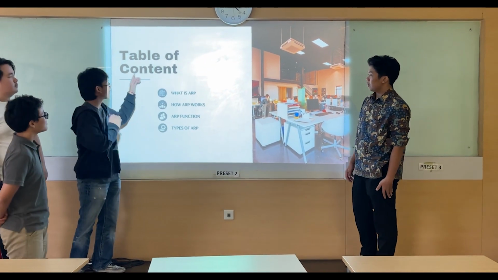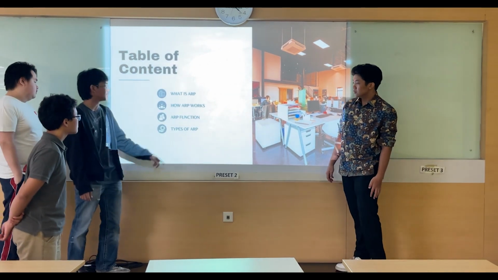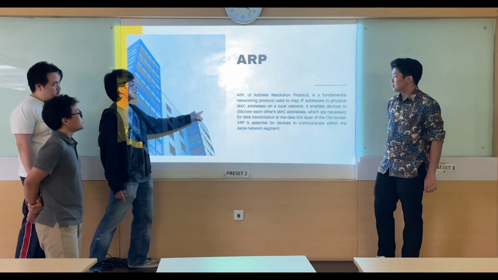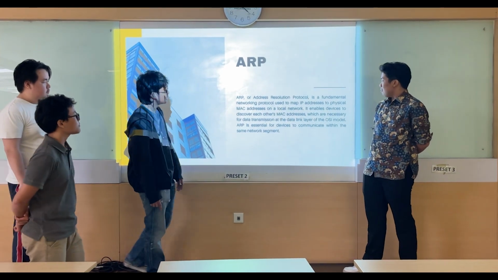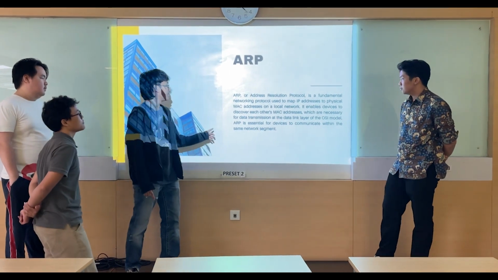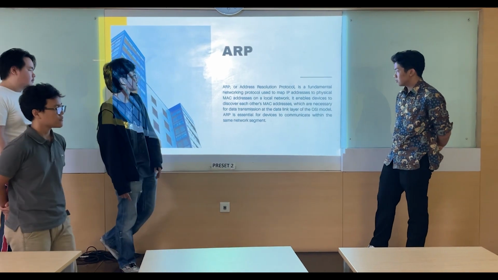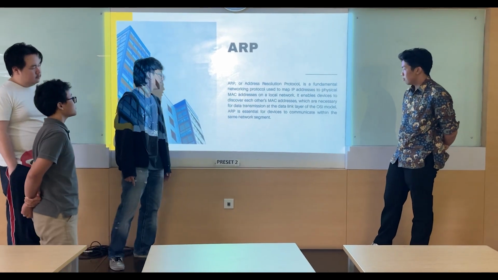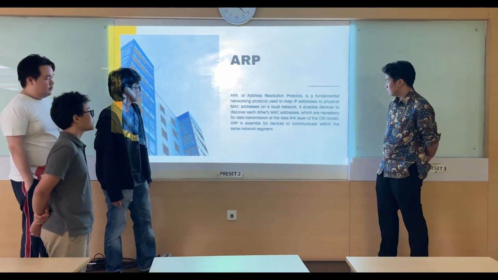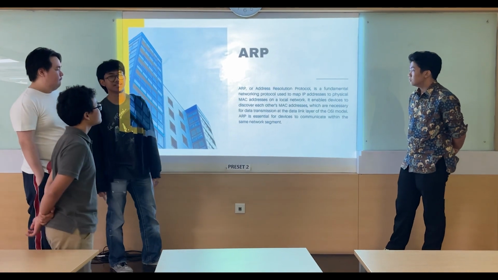This is the table of contents. We have what is ARP, how ARP works, ARP function, and types of ARP. Now we go to ARP. ARP, or Address Resolution Protocol, is a fundamental networking protocol used to map IP addresses to physical MAC addresses on a local network. It enables devices to discover each other's MAC addresses, which are necessary for data transmission at the data link layer of the OSI model. ARP is essential for devices to communicate within the same network segment.